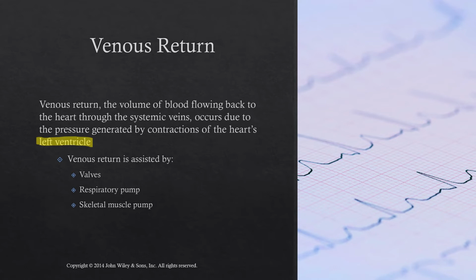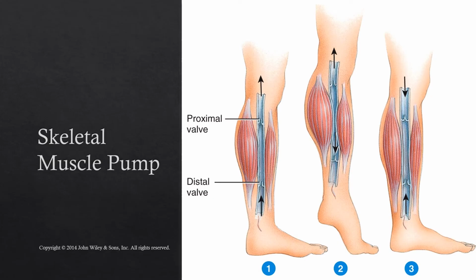Now there are a couple different ways that we actually assist venous return in our body. These are by valves that we've kind of briefly talked about already. And then we have two pumps, the respiratory pump and the skeletal muscle pump. So when you stand up, the pressure pushing blood up the veins of your lower limbs is barely enough to overcome the force of gravity that's trying to push that blood back down.